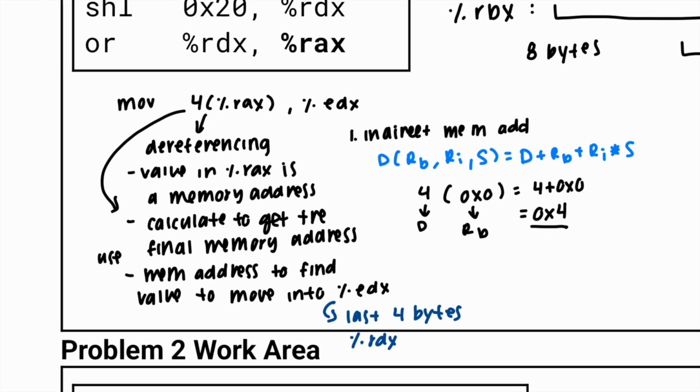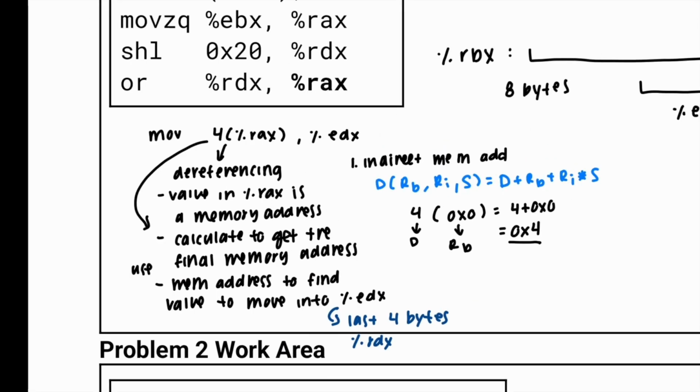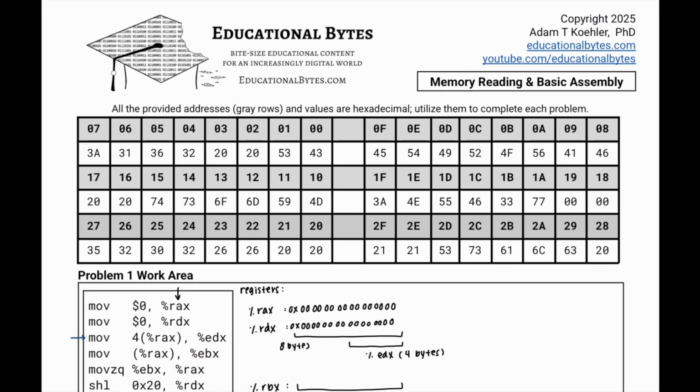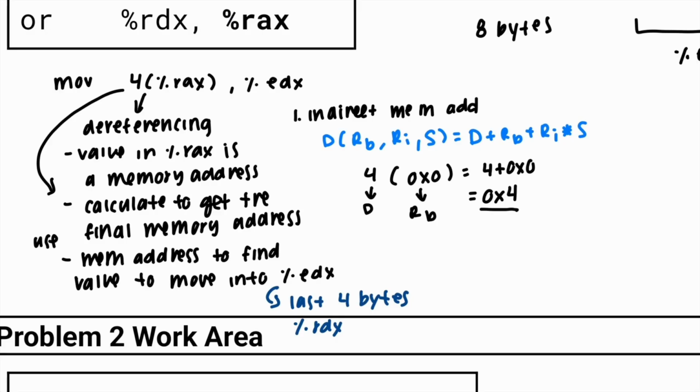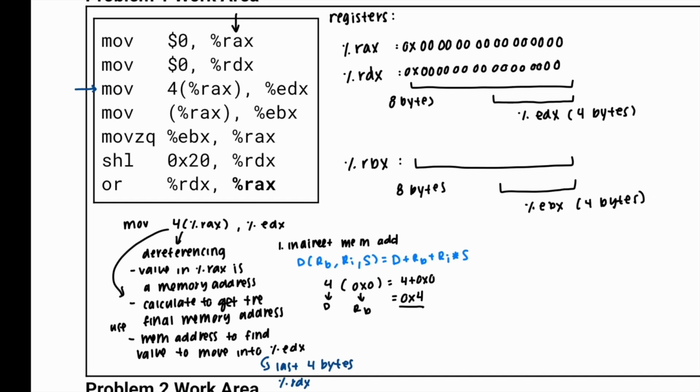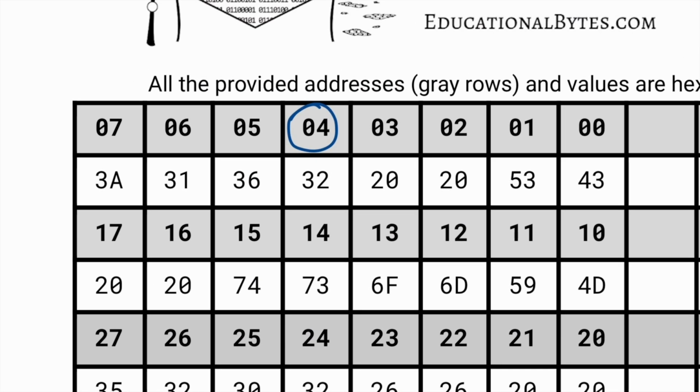Our next step is to use that memory address to find the value to move into EDX. We have our table up here. We can find 0x04, our memory address over here, and then to find the size of the value that we need to move into EDX, we can just look at the size of EDX. As I said before, EDX is 4 bytes, so we're going to start at 0x04 and then count 4 bytes. 1, 2, 3, 4. So we know we'll be grabbing these values.